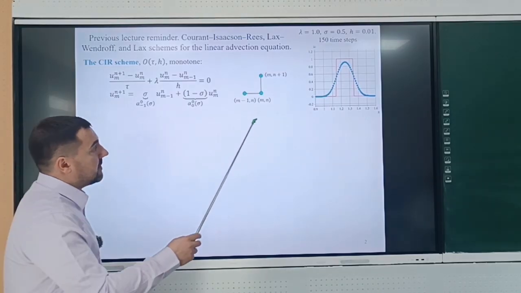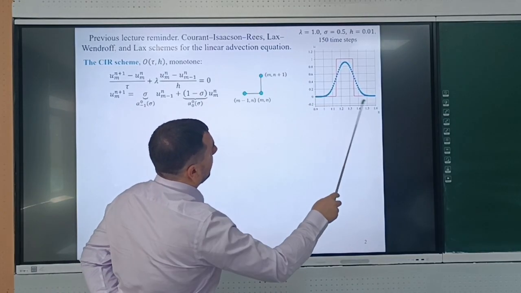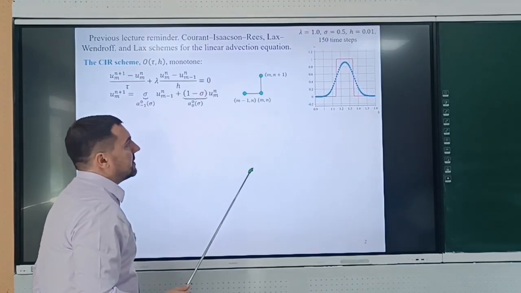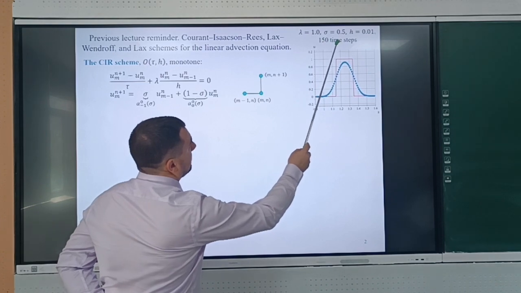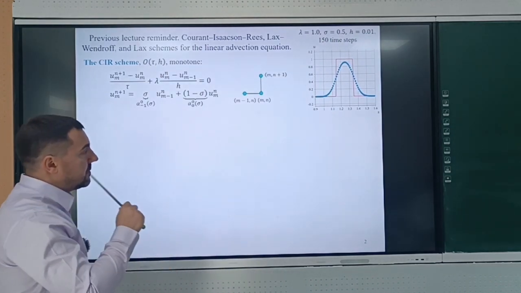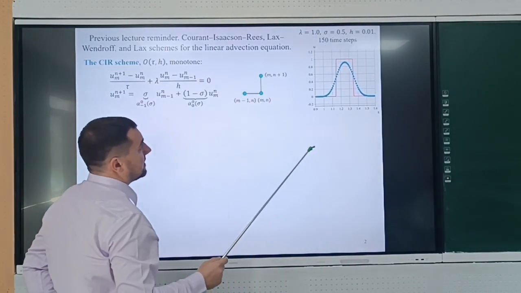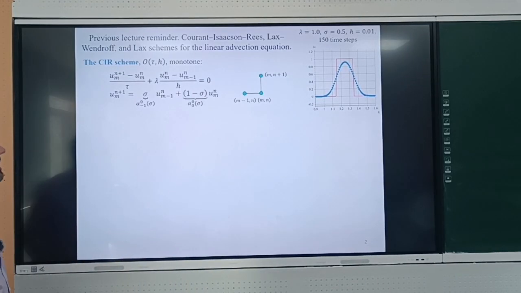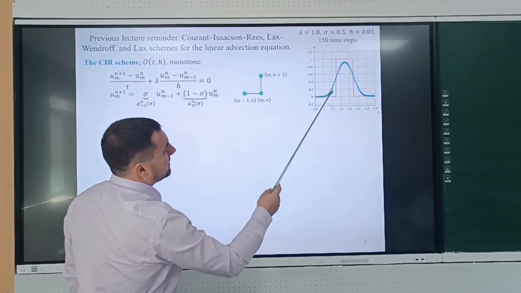Here I provide a sample simulation result for the advection of a square wave. The red line is the exact solution, and the blue points and blue line are the numerical solution. I took lambda equals 1, sigma equals 0.5, h equal to 10 to the minus 2, and computed 150 time steps. For all numerical schemes I carried out the same manipulations, so we can compare simulation results obtained using different numerical schemes. We discussed that there are pros and cons of these results.